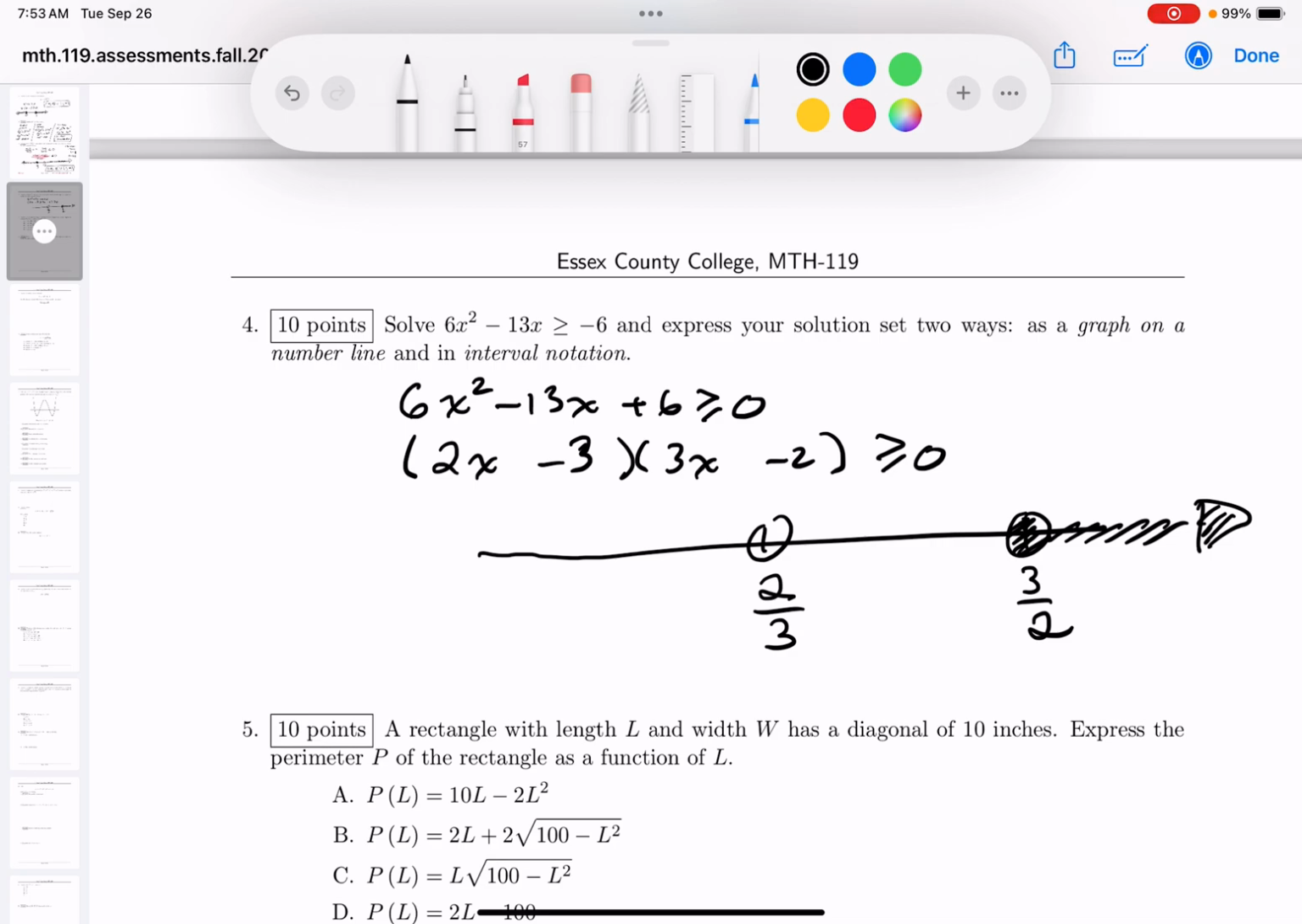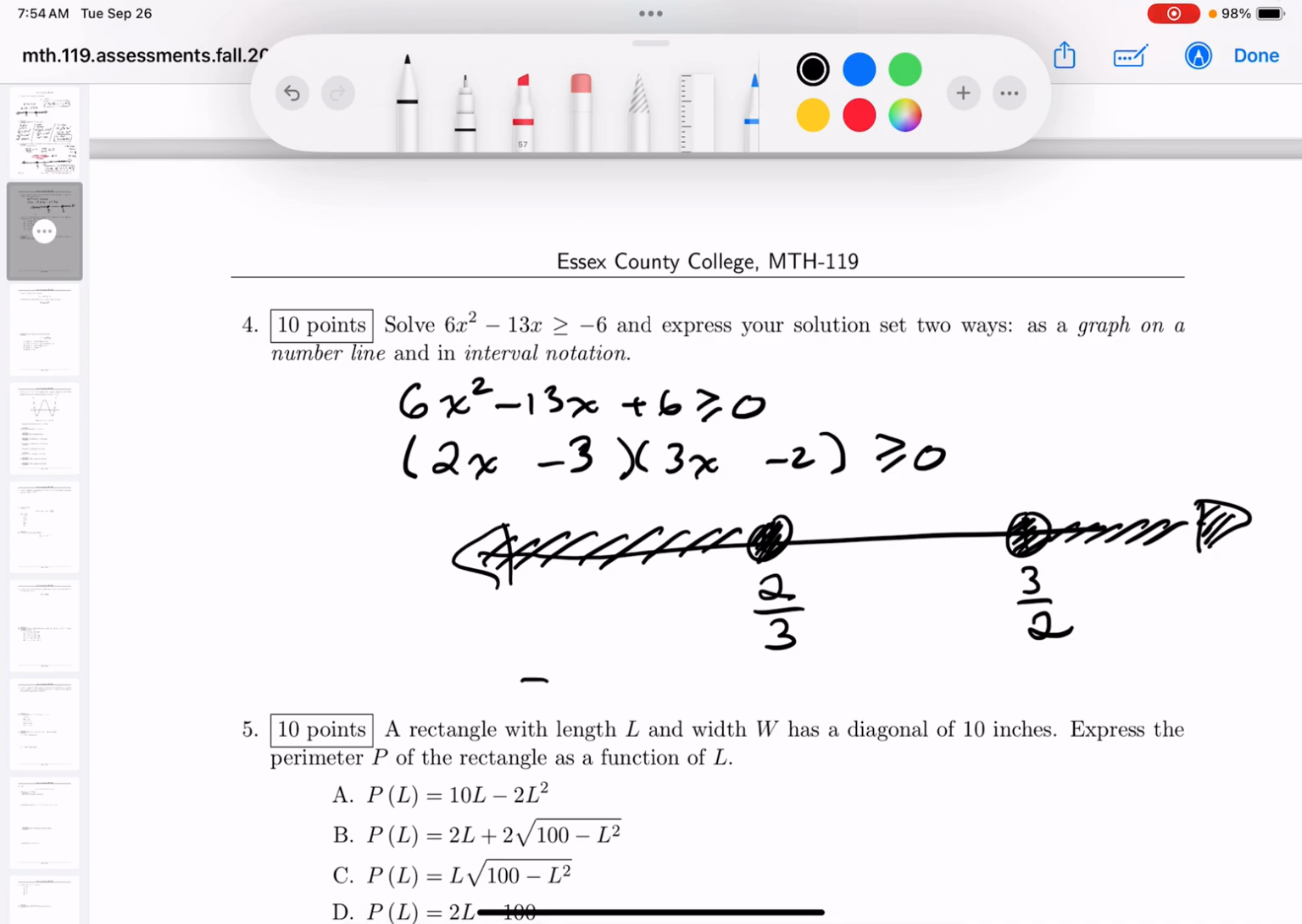If you plug in 2/3, though, you do get 0. That equals 0. Now, if you go below 2/3, a good test point there would be 0. Plug in the 0, what do you get? A negative times a negative, which is a positive, and positive numbers are greater than 0. So I got my graph.